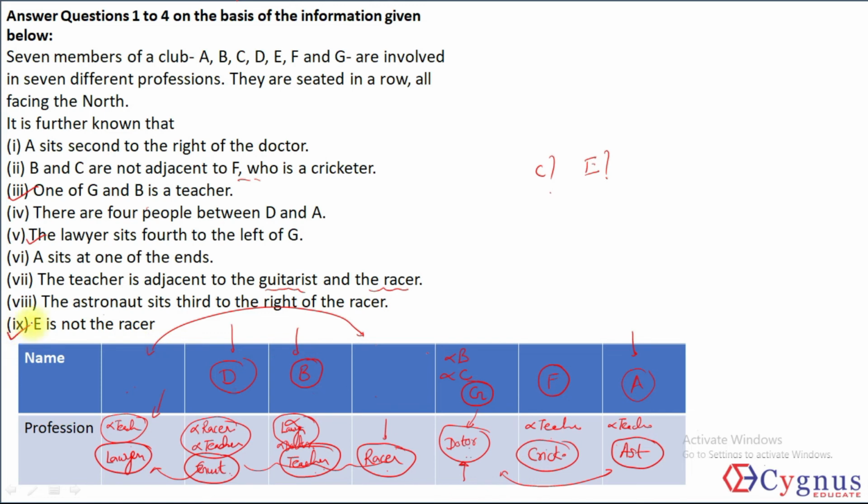The last clue says that E is not a racer. You cannot put E here. So who's a racer? C must be a racer. Yes or no? So E must be a lawyer. This is lawyer. It was a tricky one. Let's look at the questions now.